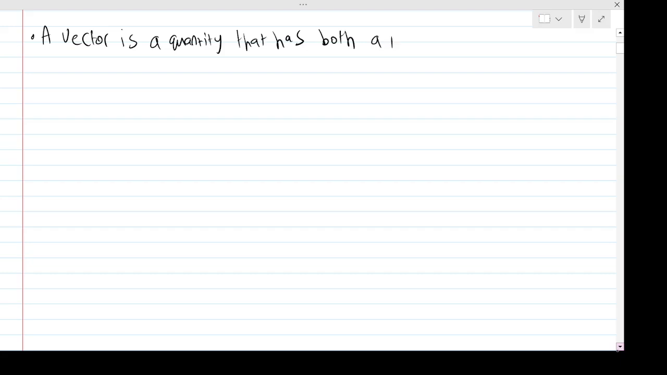Right. Okay. So vectors then. First and foremost, you probably would have seen this before, but a vector is basically a quantity that has both a length, or size, and a direction.